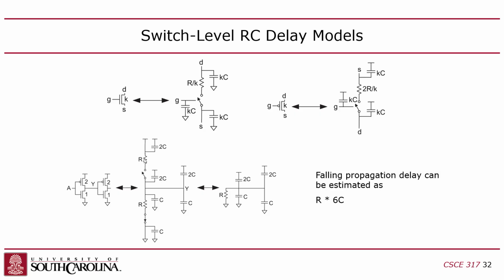CMOS gates have 2 transistors for each input. So 1 input on an inverter, 2 transistors, double the capacitance. Actually, it's triple the capacitance because remember the NMOSs have to be twice as big. I'm sorry, the PMOSs have to be twice as big. Sorry, they pull up.